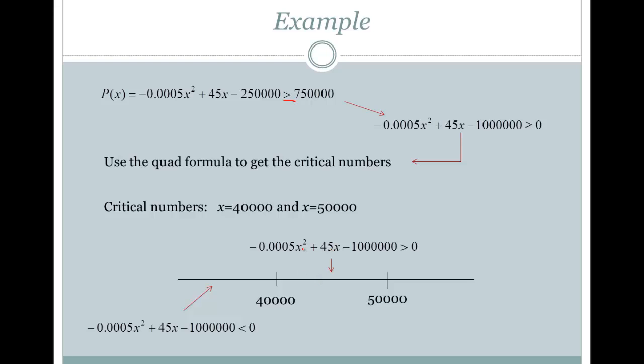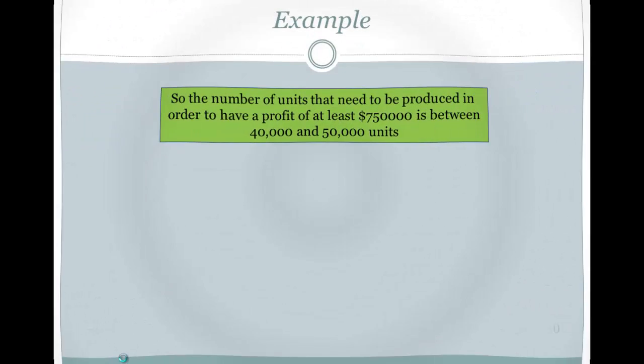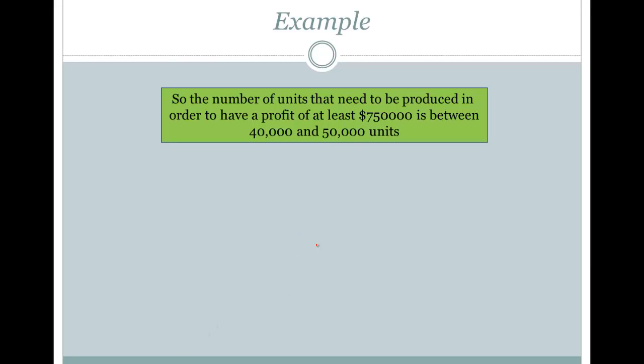Again, plug in a value, 45,000. Look at a graph, which would be really helpful, especially using the TI-84. And then if I go beyond 50,000, producing more than 50,000, I can see that this is going to be less than 0. And therefore, again, I'm not going to have the profit that I'm looking for. Therefore, I'm going to conclude if I want to have a profit of at least $750,000, I have to produce between 40,000 and 50,000 units.